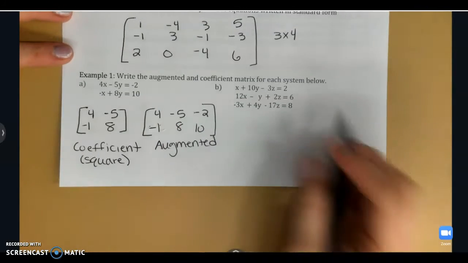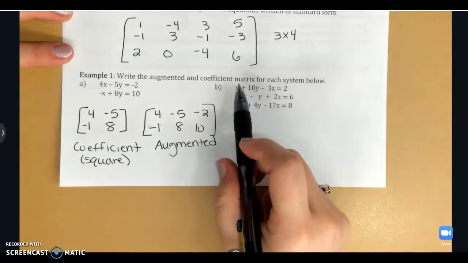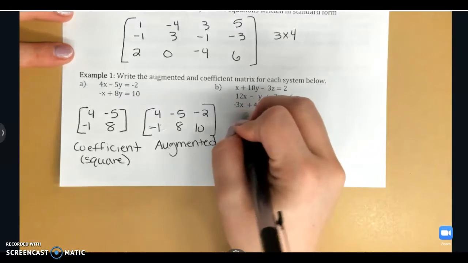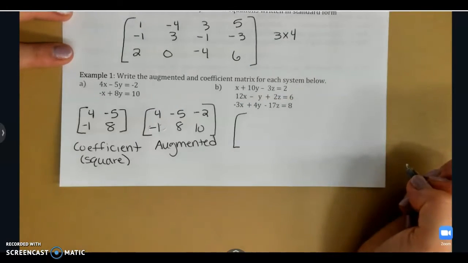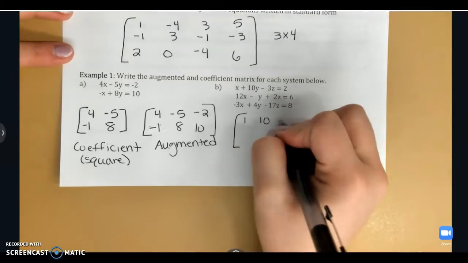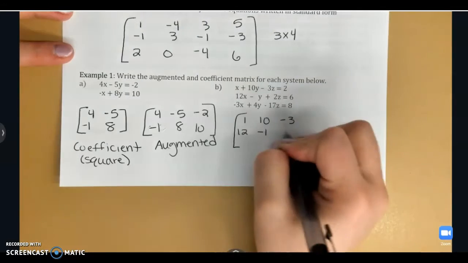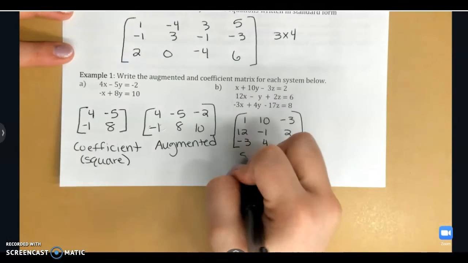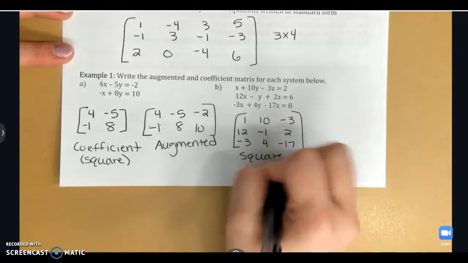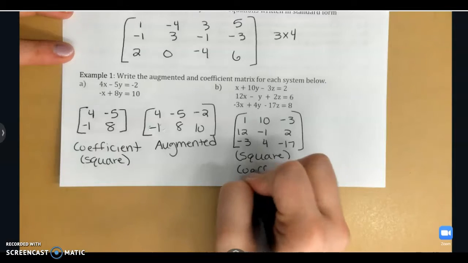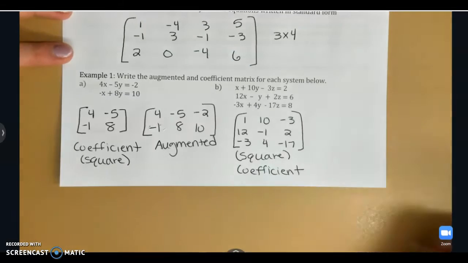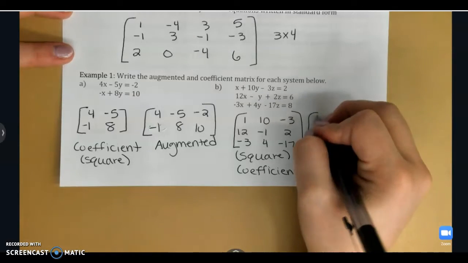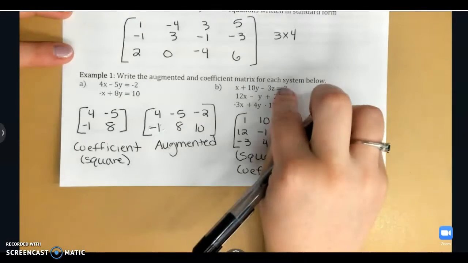Okay. Then on B, again, I have a three variable system here with 3 equations. So my coefficient matrix is going to have 3 columns. My x, y, z, x, y, z, x, y, z. And again, this one is also a square matrix. And this is our coefficient matrix. Okay. Then our augmented matrix is going to be the same, except I'm going to have that 4th column with my constants.